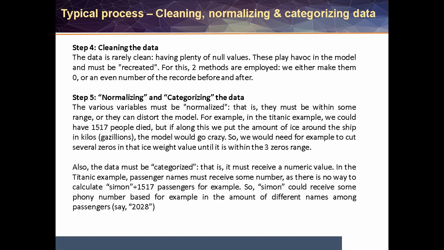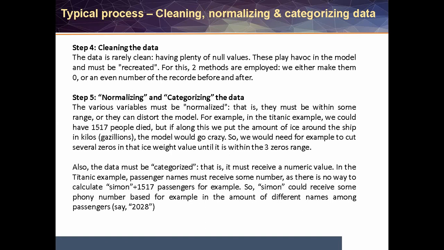Normalizing and categorizing the data. Various variables must be normalized. In the Titanic model, we could have another table which gives us the amount of ice in kilos surrounding the Titanic. Yeah, that could be useful. I mean, the thing hit an iceberg, so knowing how much ice there was around could play a major role. The problem is that it's in kilos, and there must be gazillions of kilos of ice where it was.